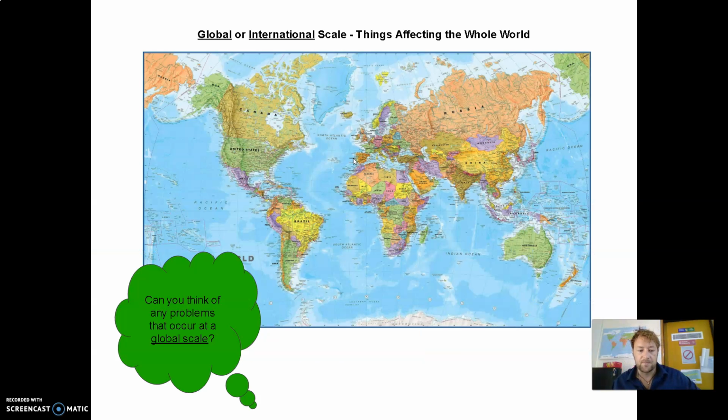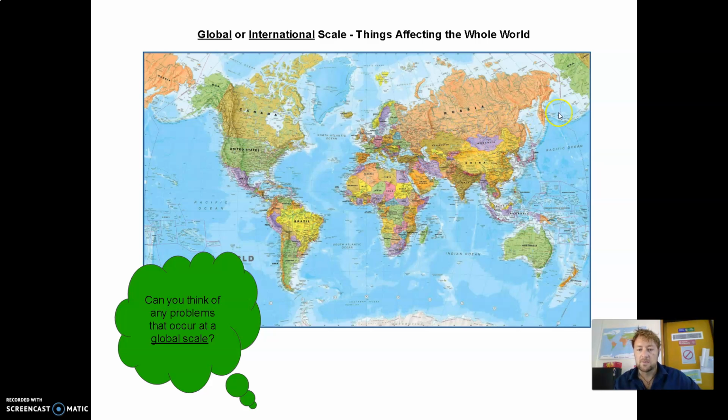So for example here, we've got the global or international scale in front of us. We've got a world map, and there are problems or issues that face the entire world. So we would call these global problems or international problems. So they are problems at a global scale, okay? A good example is climate change. It's happening at a global scale. However, different impacts of climate change happen at different scales.